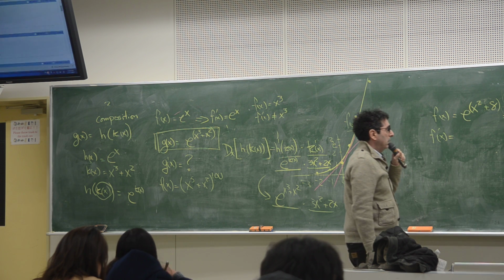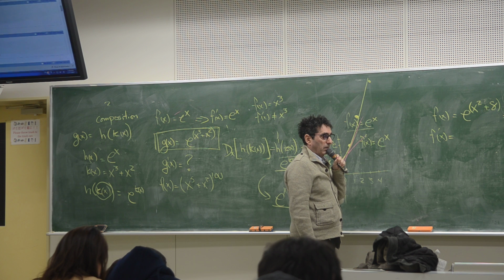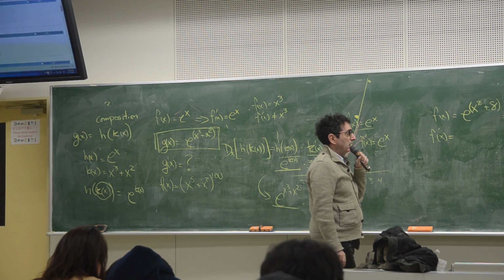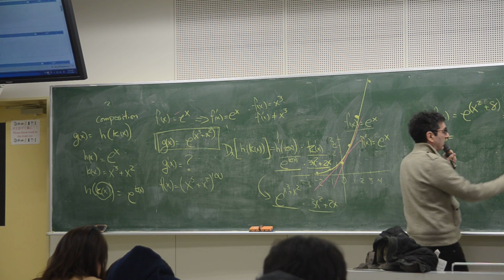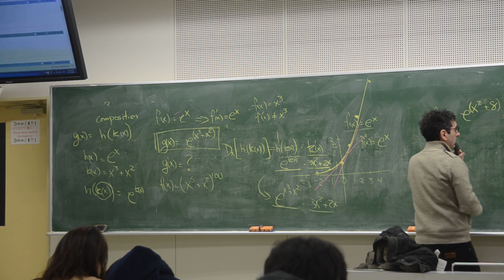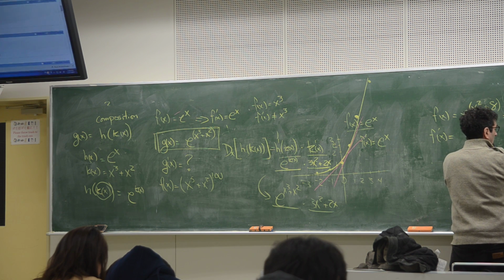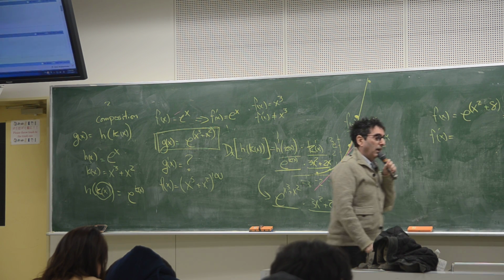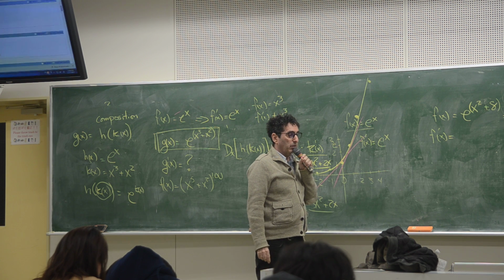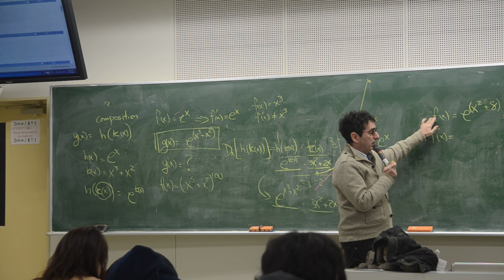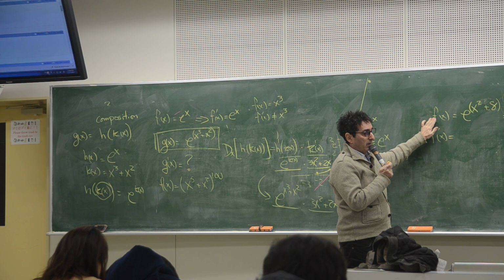So what would be the outside function here? The h function? E to the something, right? E to the x. And what would be the inside function? Okay, and then you could do this using the chain rule. So then you could find the derivative of this. Very similar to the last problem.